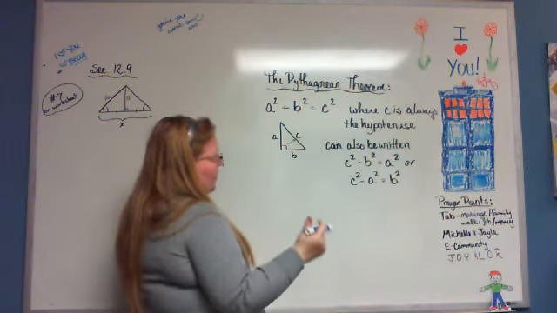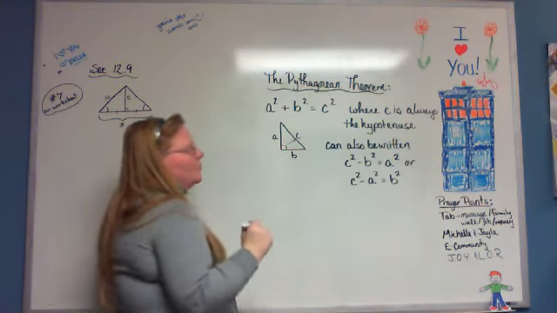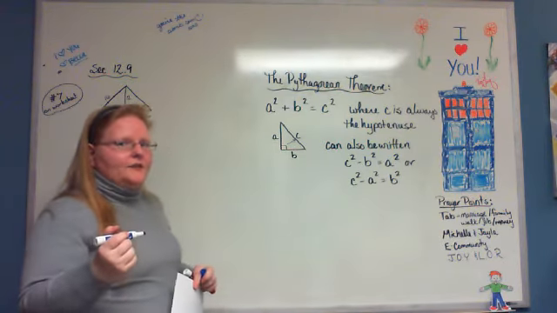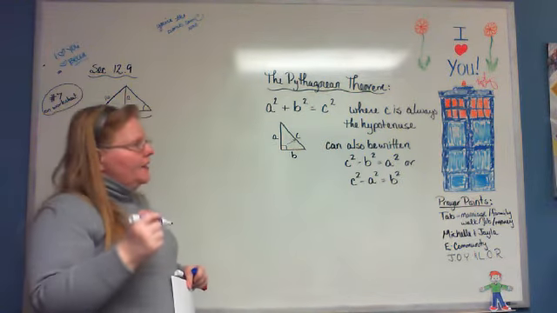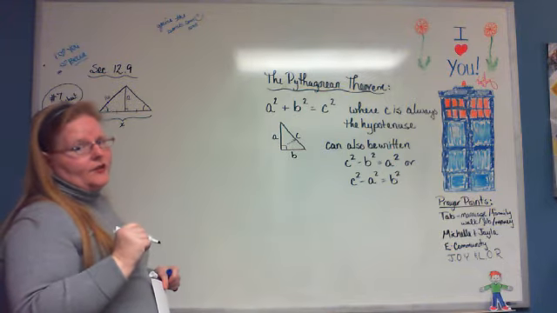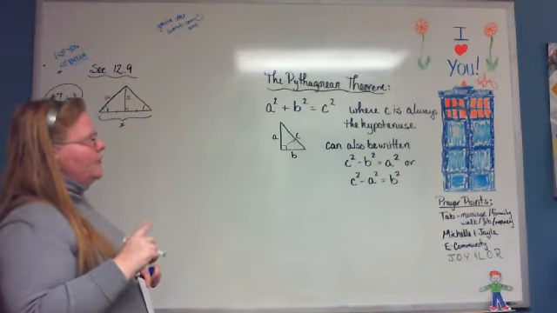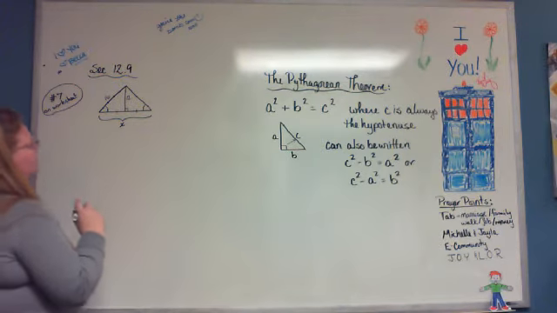Now, you may wonder what happens if there's not a right angle in it. Well, if there's not a right angle in it, then you can't use the Pythagorean theorem anyway. It has to be used with right triangles and only right triangles. So don't worry about there not being a right angle in it. There's always a right angle in it.